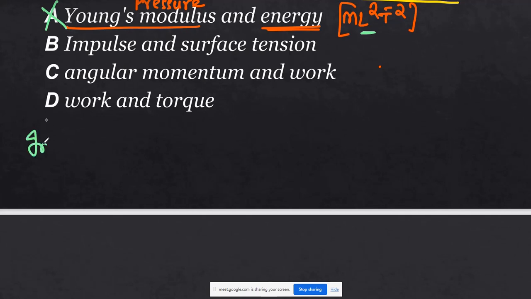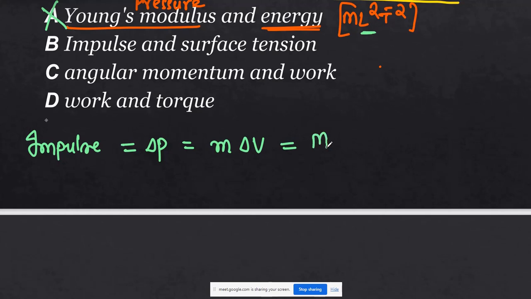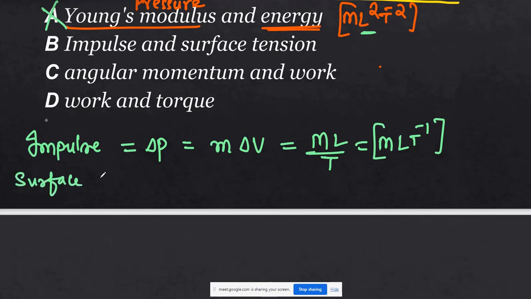Impulse. What is impulse? It is nothing but change in momentum. That means mass into change in velocity. What is the mass dimensional formula? M. What is the velocity dimensional formula? L by T. So you'll get M L T power minus 1. Right? Now what is surface tension, Sahiti?